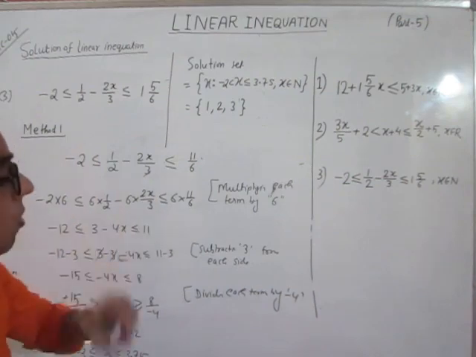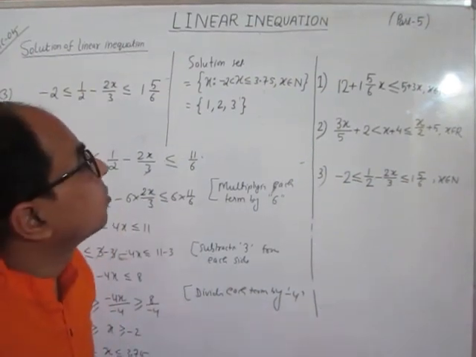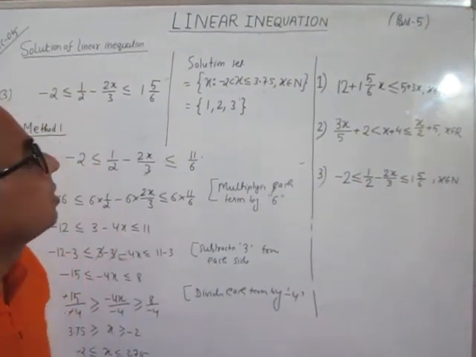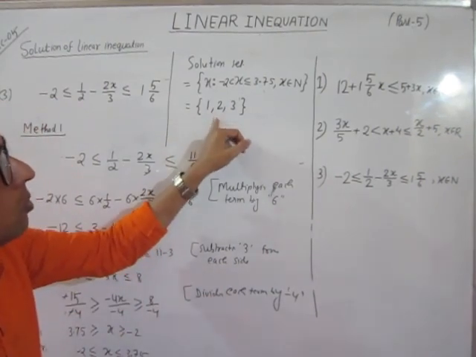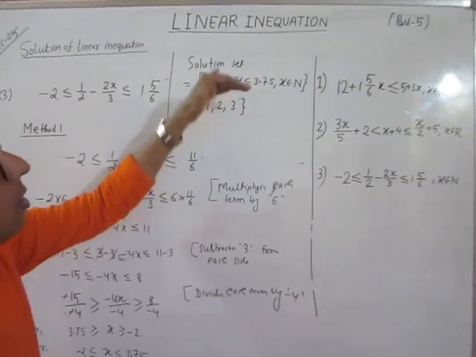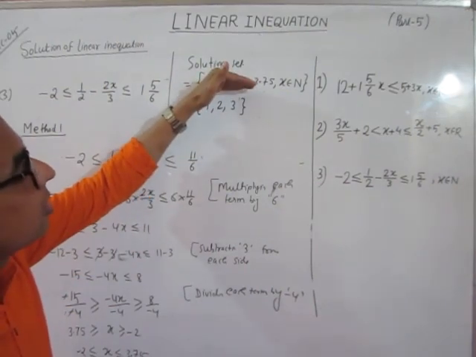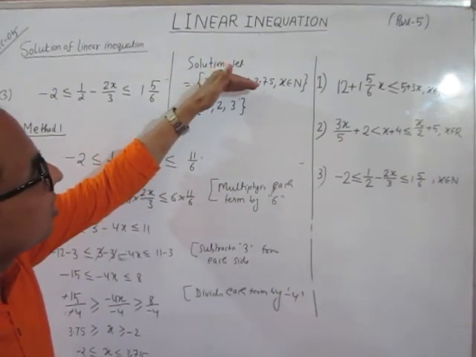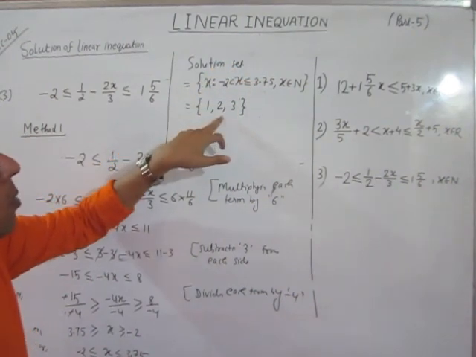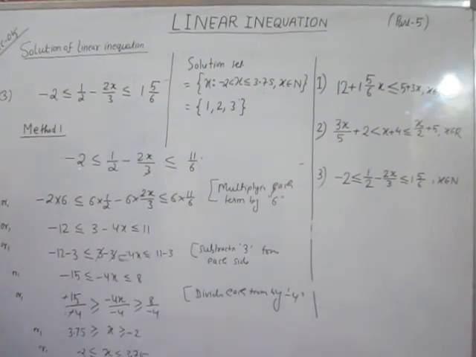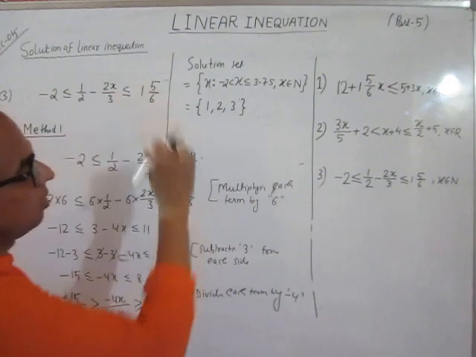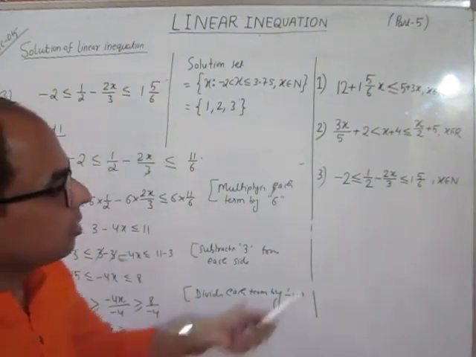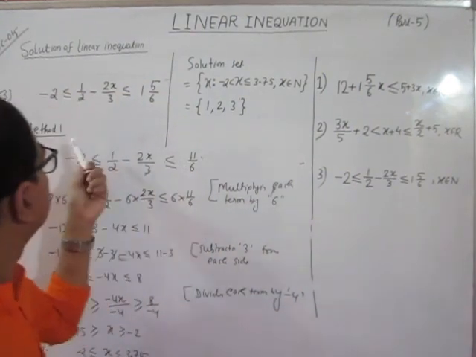What I have said already, that if it is possible to write the solution set in both forms, then always prefer roster form. So here if you leave the answer here only, then you may lose marks. So you should write up to here. Clear? Because here it is possible to write the solution in roster form. So I have solved this inequation by this method.